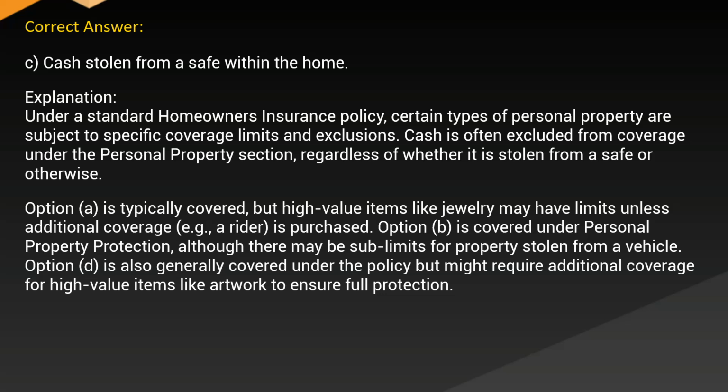Option B is covered under personal property protection, although there may be sublimits for property stolen from a vehicle. Option D is also generally covered under the policy but might require additional coverage for high-value items like artwork to ensure full protection.